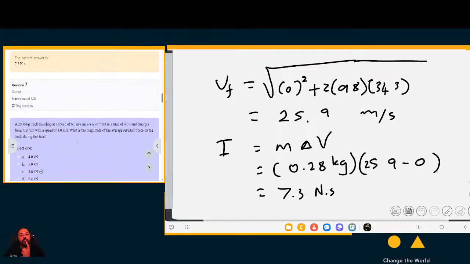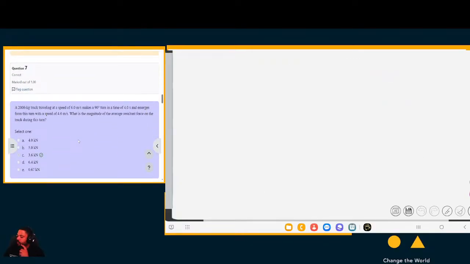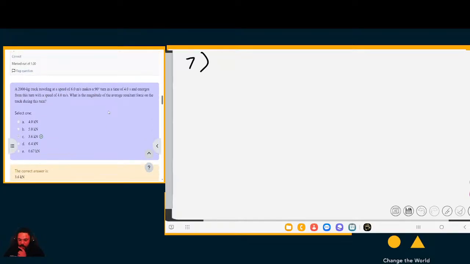Let's go to question number 7. This is a very interesting problem. I like it. A 2,000 kilogram truck, so a 2-ton truck, traveling at a speed of 6 meters per second. This is the truck. It's traveling at 6 meters per second.